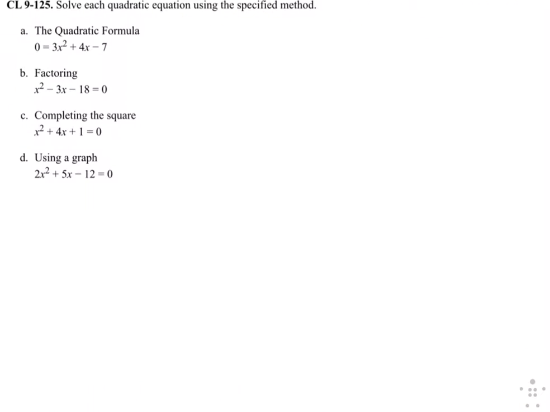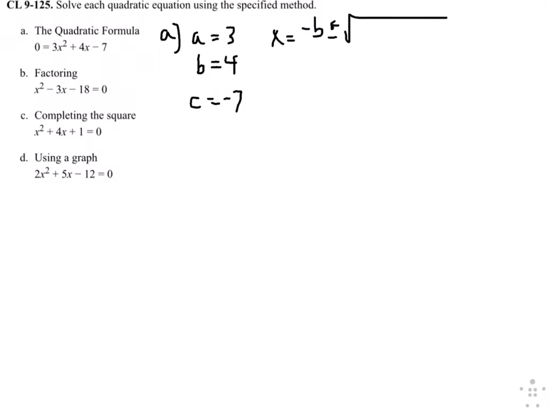Okay, for 125, they want us to solve 4 quadratics. So the first one, using the quadratic formula. So this is A, right? A is 3, B is 4, C is -7, and it's x equals -b plus or minus the square root of b squared minus 4ac, all over 2a.